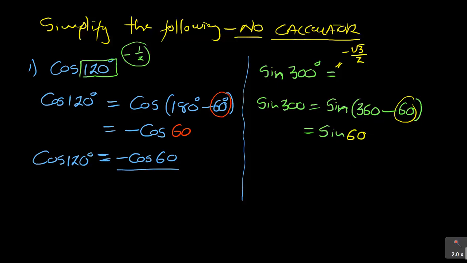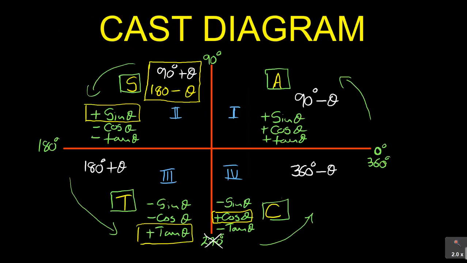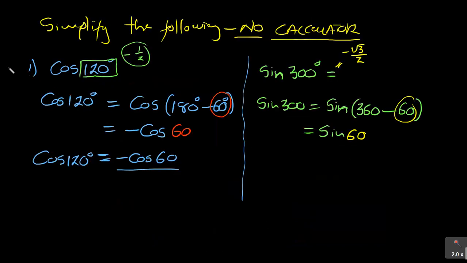The next part is to ask about the sign. You go backwards and say, what is the sign for sine 300? You can see that cos is the only positive, but sine is negative. So what you do is you are going to conclude that your answer is negative sine 60.